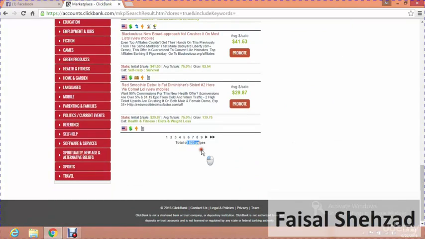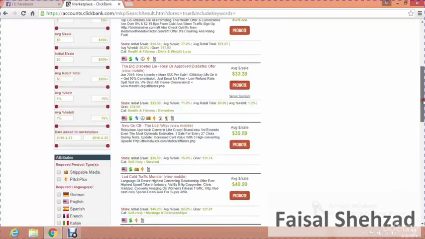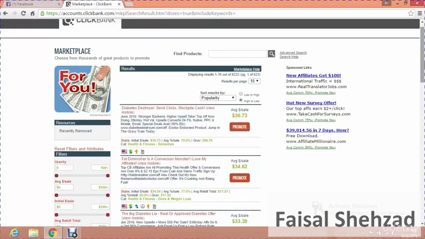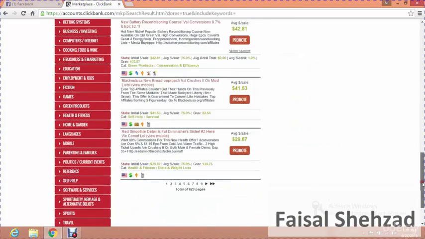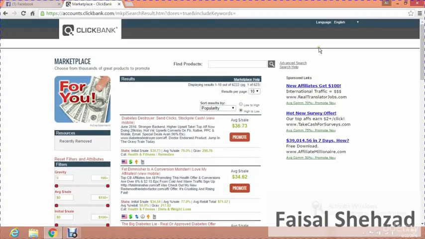You can see 623 pages. On one page you can find all these products. So now the question is which product we are going to target. If you look at the top product, which is Diabetes Destroyer, we are not going to target this product because the competition of this specific product is quite high, as its ranking is at the top.